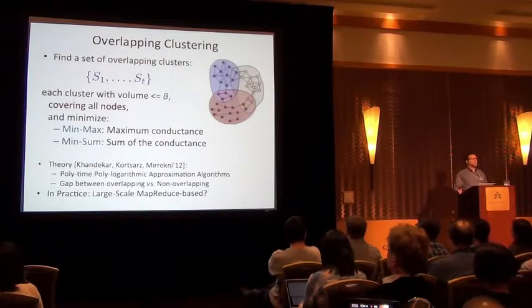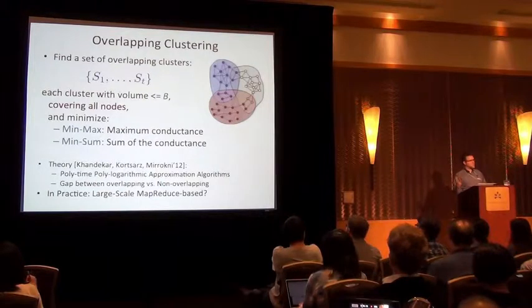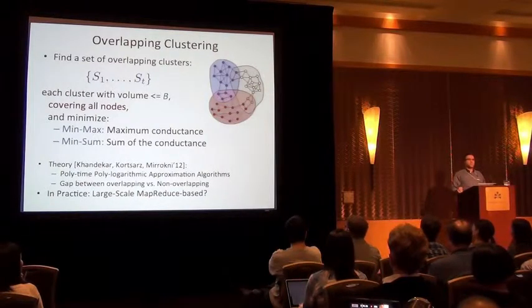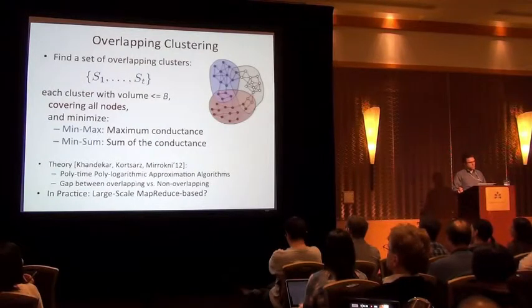If you think about approximating these types of objective functions, there are probably logarithmic approximations, and it's better to use overlapping clustering compared to non-overlapping clustering. But here we want to talk about how to do these things at very large scale.